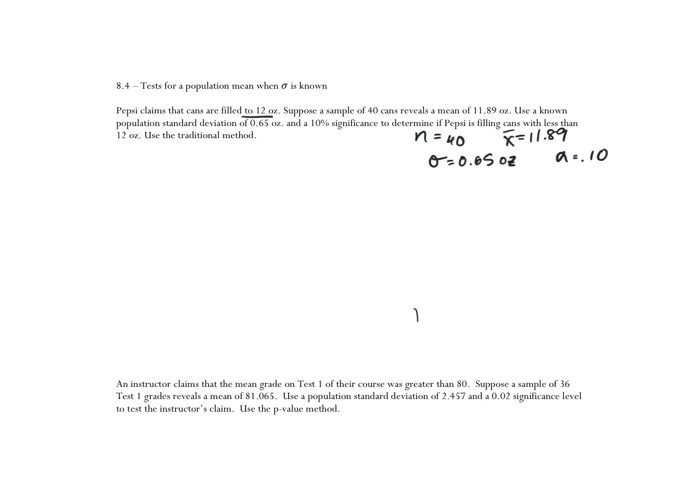To determine if Pepsi is filling cans with less than 12 ounces, that would be my alternative hypothesis. So my null would be greater than or equal to. And in this case, we are using the traditional method. So if we want to figure out, traditional method means find a rejection region.